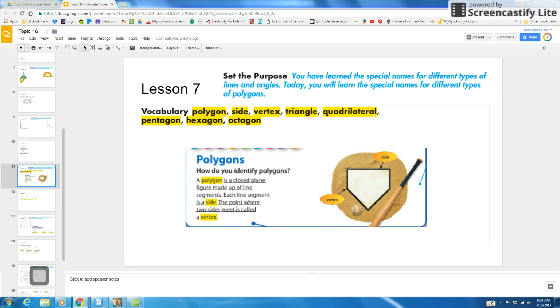The biggest thing to remember with a polygon is that it is all straight sides. It cannot have a curved side. So a circle, for example, is not a polygon.